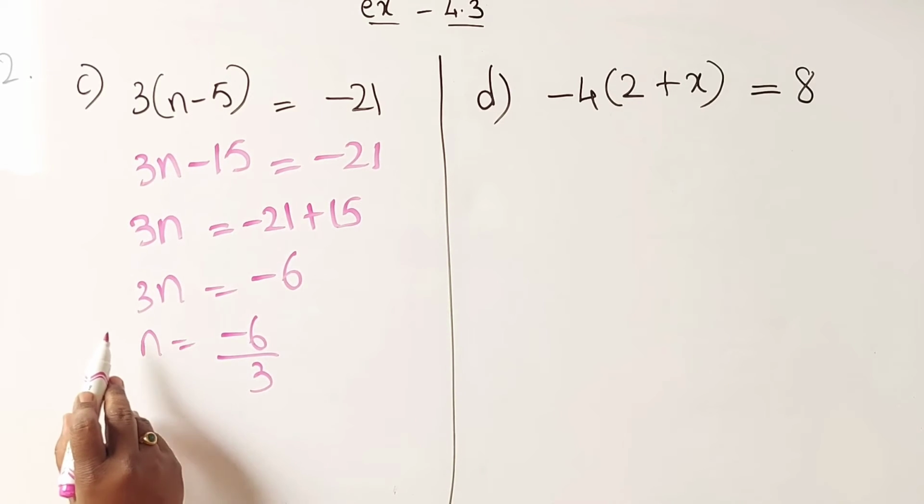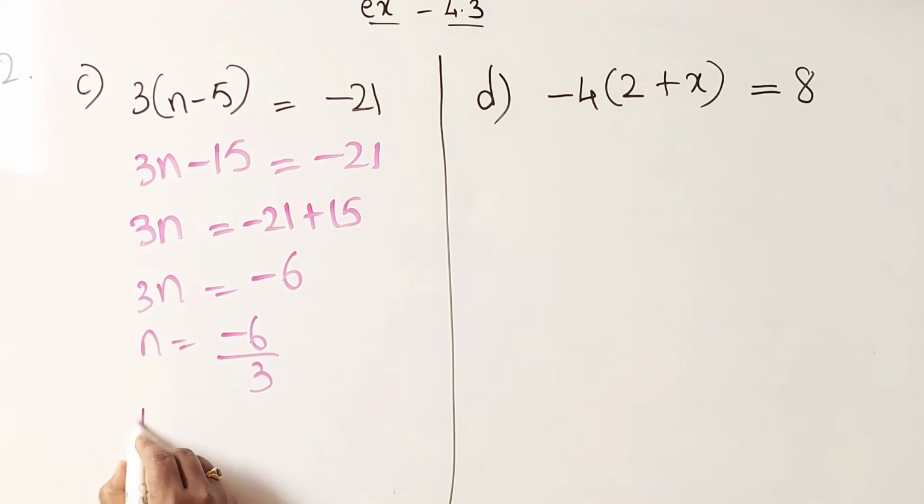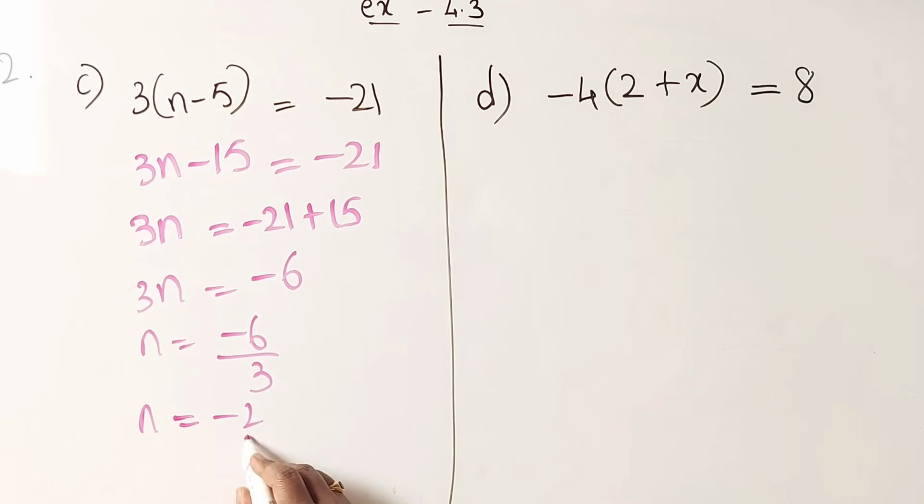n equal to minus 6 divided by 3. Here 3 is multiplying. When you are sending to the right hand side, it will divide. That means minus 6 by 3, that is minus 2. 3 1s are 3, 3 2s are 6. The n value is minus 2, children.